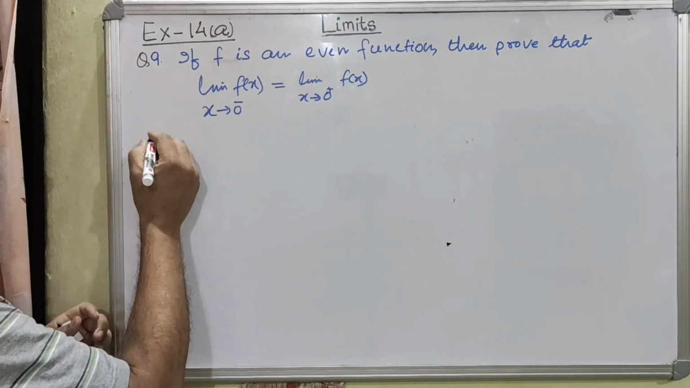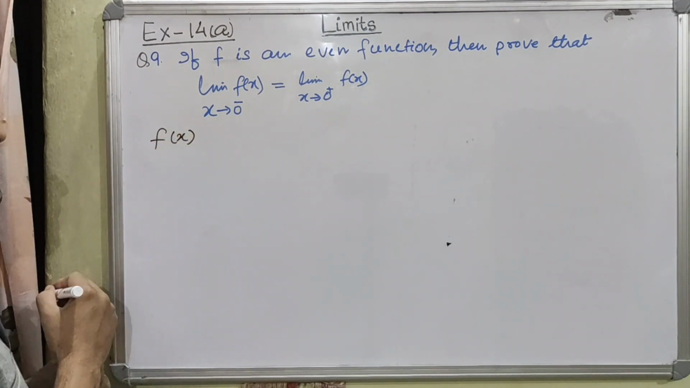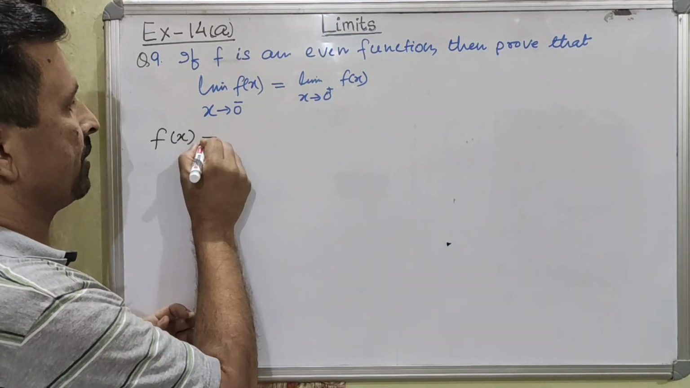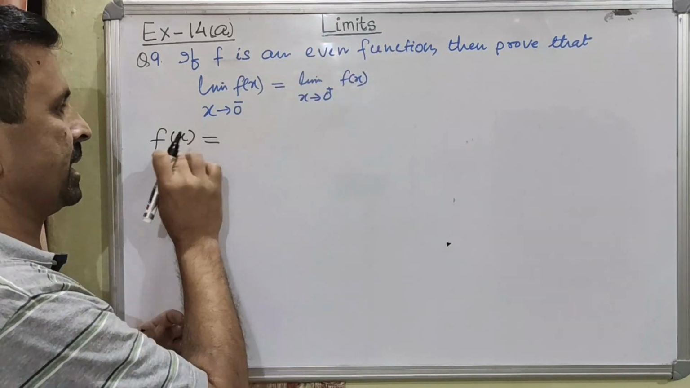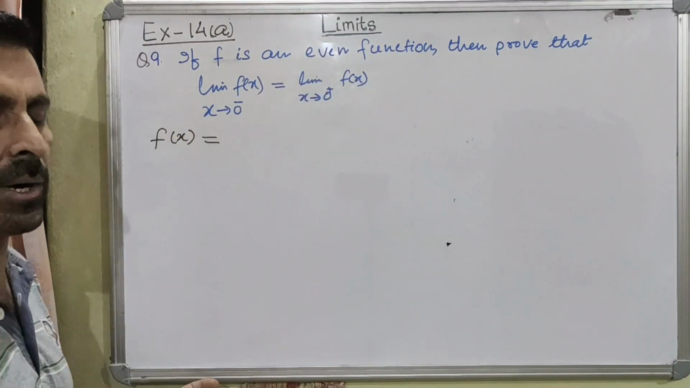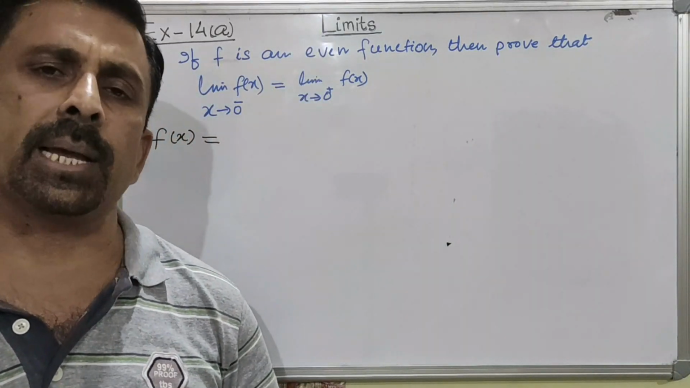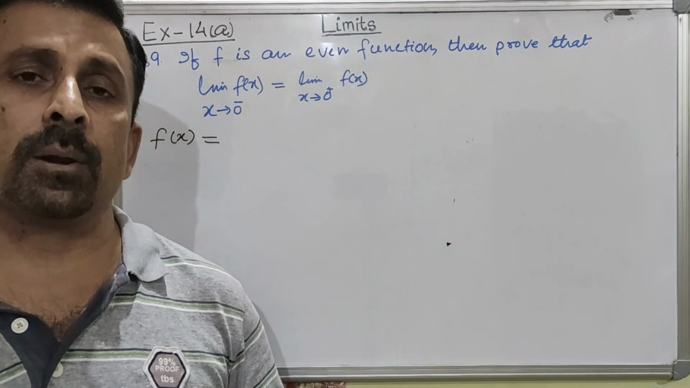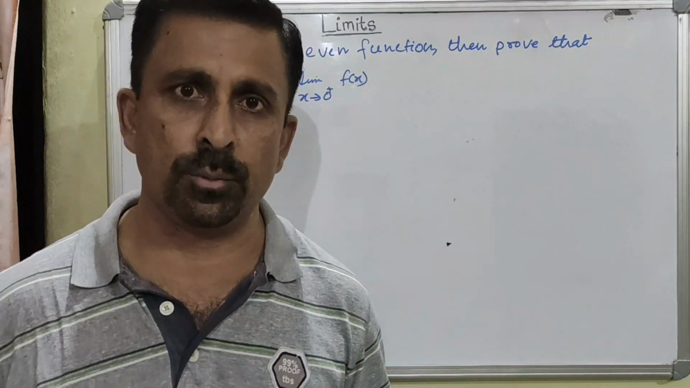f is an even function, f(x). f(x) is an even function. What do you mean by even number? Even number is any number that is a multiple of 2, or we can say is divisible by 2. We can define an even number in either of these two ways, right?